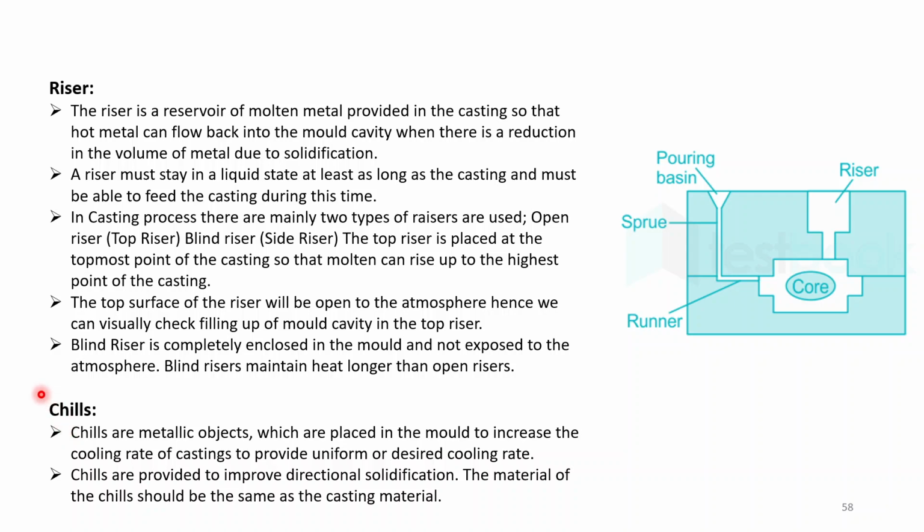Next, you have chills as well. Chills are metallic objects which are placed in the mold to increase the cooling rate of the castings to provide a uniform or desired cooling rate. Chills are provided to improve directional solidification, and the material of the chills should be the same as the casting material.